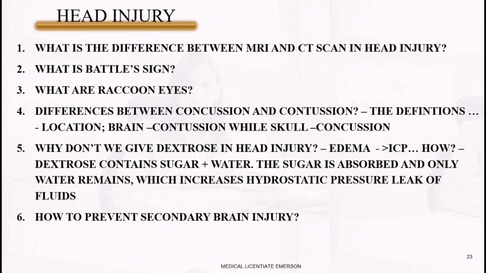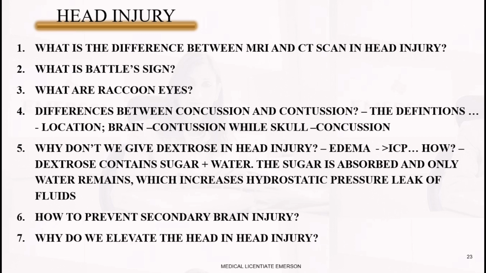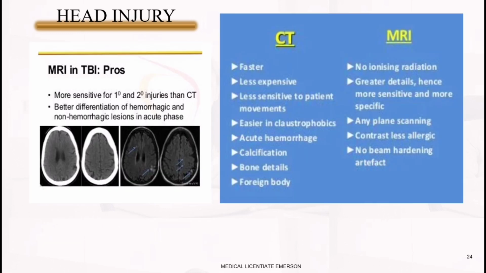Then how to prevent secondary brain injury. So you know that there's primary and secondary. So how do you prevent the secondary one? Then why do we elevate the head in head injury? Then this is the pros and cons of CT scan and MRI. So you need to go through. You can pause and peruse through this.